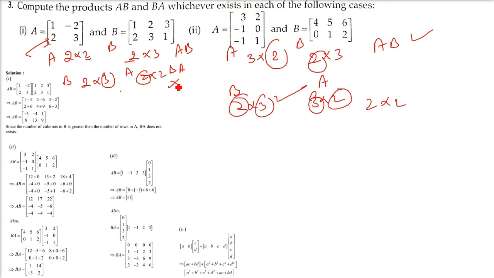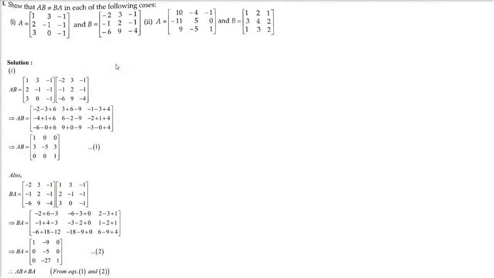Okay. So there's one more example which is given. You escape it or you can just do it. AB is not equal to BA. We have already done a question like this. So just go back to that question, have an idea. Just find out the A and B multiplication and B and A multiplication. You will definitely find they are not equal.